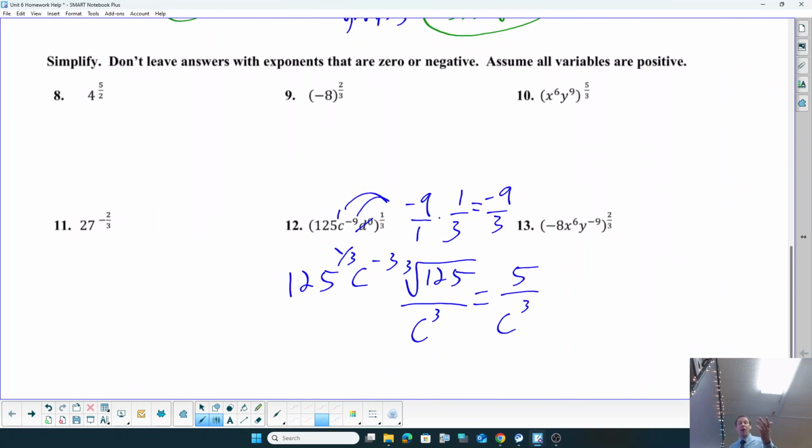Pause me. I forgot to say pause me. Pause me and try the next one on your own. Remember, pause me, try the next ones on your own and see how you did. So pause me, try it on your own, push play, and then see how you did and learn from any mistakes that you might have made.